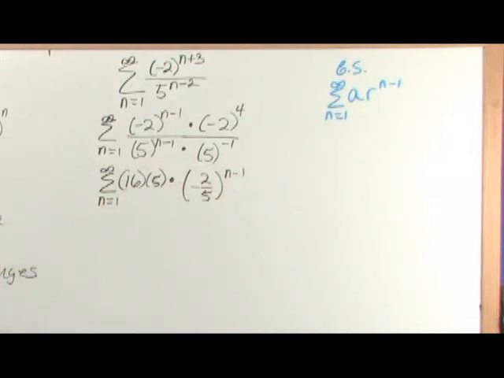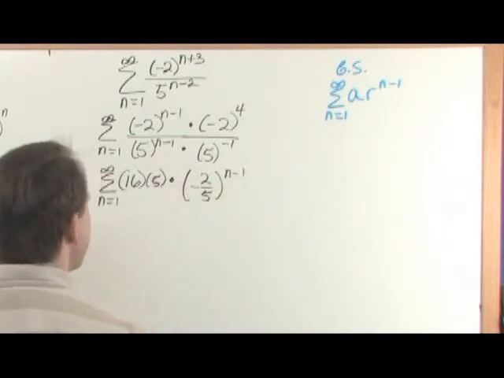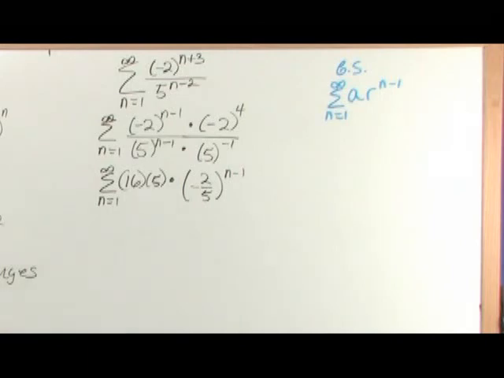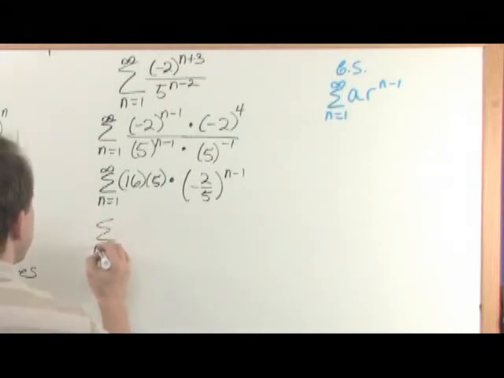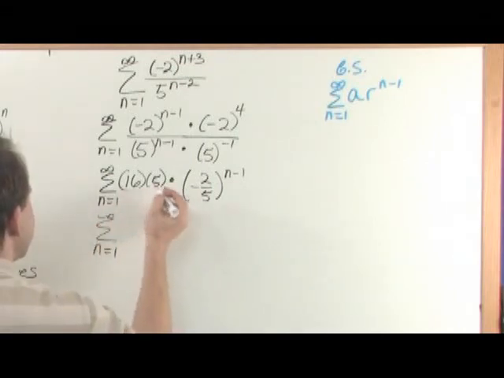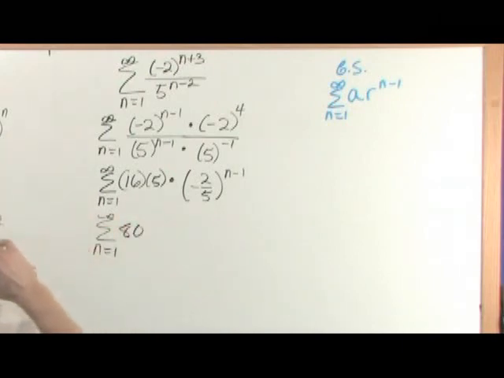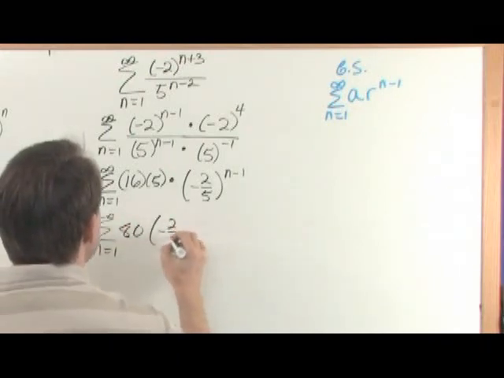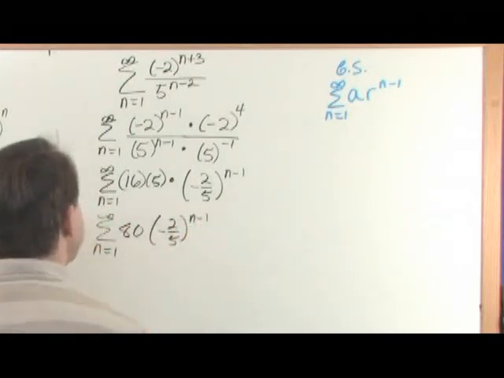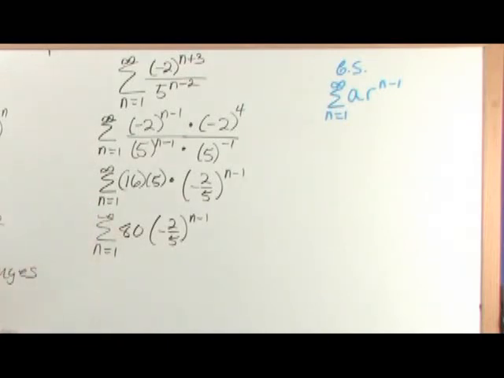And by the way, we know it converges because r is -2/5, and we say as long as r is between -1 and +1, the thing is going to converge because the terms are going to go down to 0. Okay? So this is going to equal the sum from n equals 1 to infinity of 16 times 5, you're going to find, is 80, and then you have -2/5 to the n minus 1. Okay? So you know this thing is going to converge.